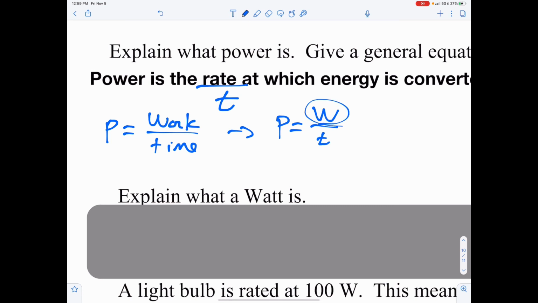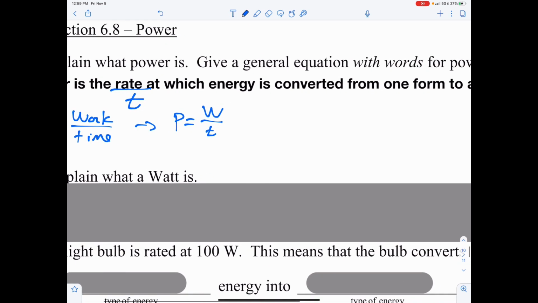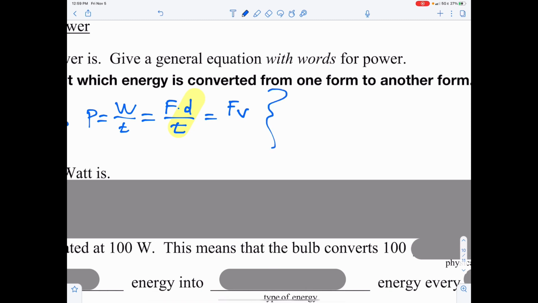Now, that's not weight, that's work. Okay. Do keep in mind, work could be written as force times distance divided by time. Don't forget, ladies and gentlemen, that distance divided by time is speed. So force times speed is another way. So we have two equations for power. Power is equal to energy divided by time, and energy usually relates to work. Or power is equal to force times velocity, one of the two.